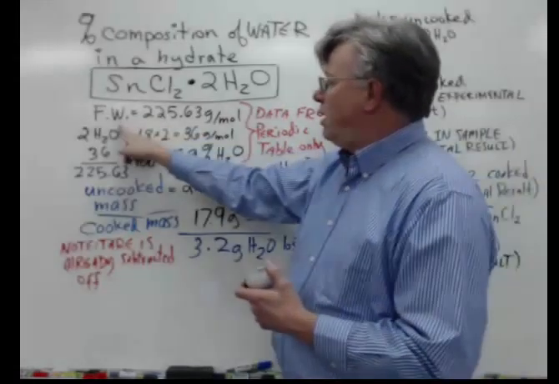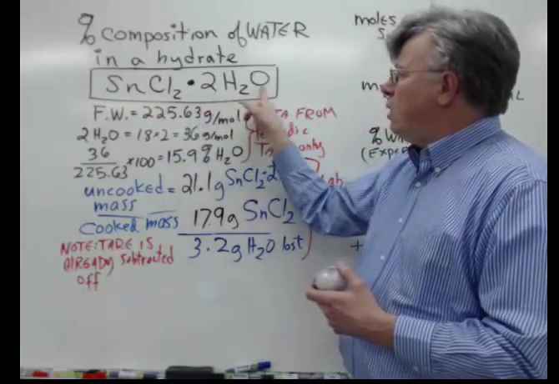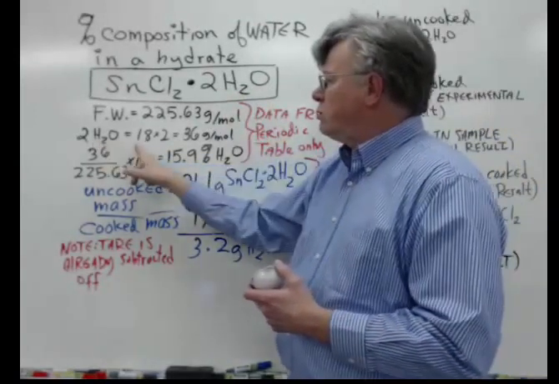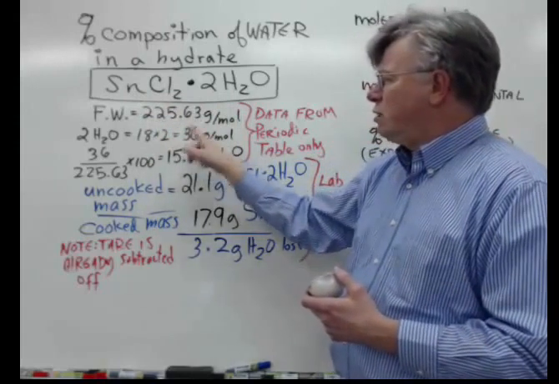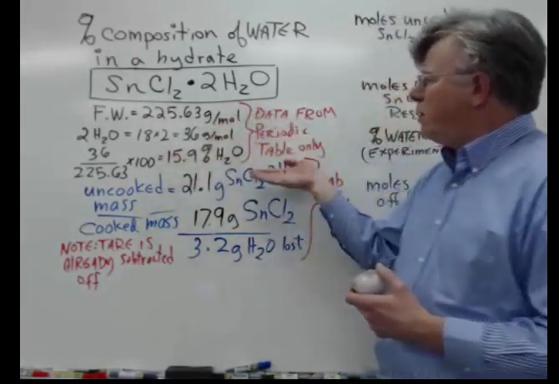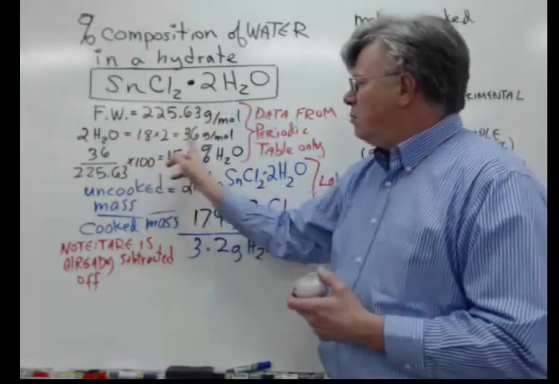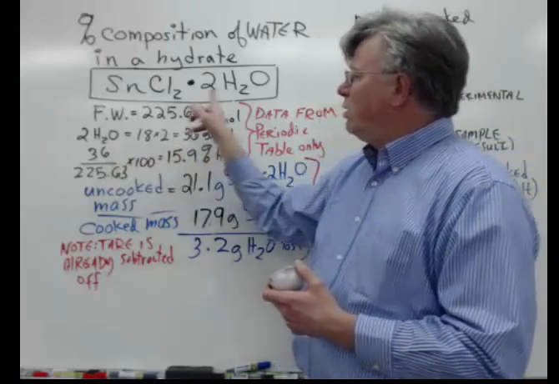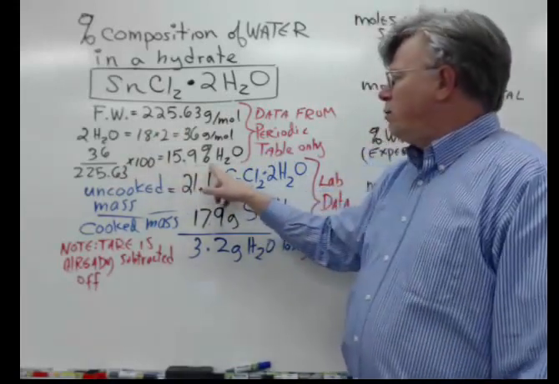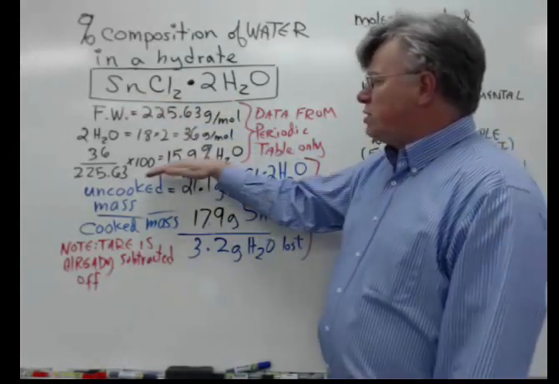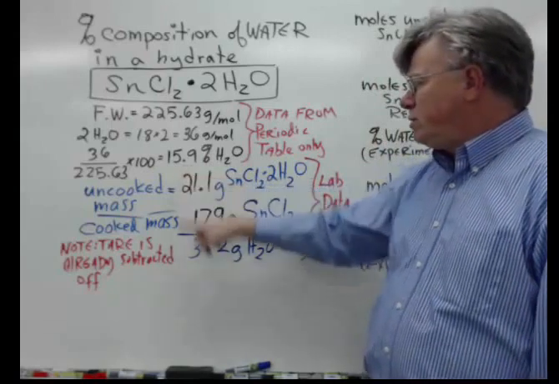Just so you know, the formula weight comes from the periodic table. The mass of 1 tin, 2 chlorines, and 4 hydrogens and 2 oxygens, or 2 waters as it is. The 2 waters would be 18 times 2, or 36 grams per mole. The total here is 225.63. So here you have the data from the periodic table, which goes into determining what the percentage of water is in the original formula. Now you calculate that by taking, just from the periodic table, the 36 grams per mole, that's 2 waters, divided by the total times 100, so we get the formula mass of 15.9% water in this formula. Okay, so this is our accepted value, our theoretical value, and we're going to check that against our lab value, see how close we come out to 15.9% water here.